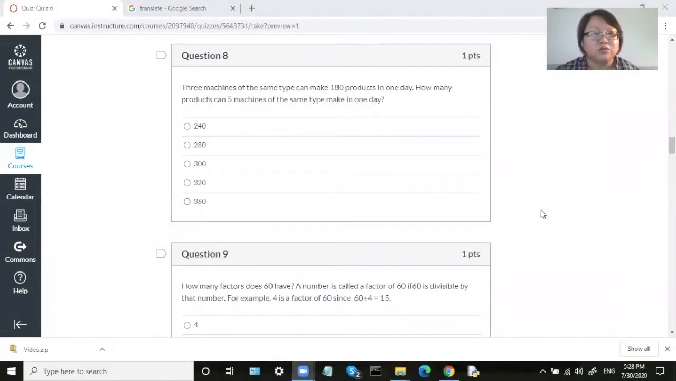Problem 8. 3 machines of the same type can make 180 products in one day. How many products can 5 machines of the same type make in one day? Okay, so we have 3 machines. So they can make 180 products. Okay, so then 1 machine would make 180 divided by 3, so 60 products.